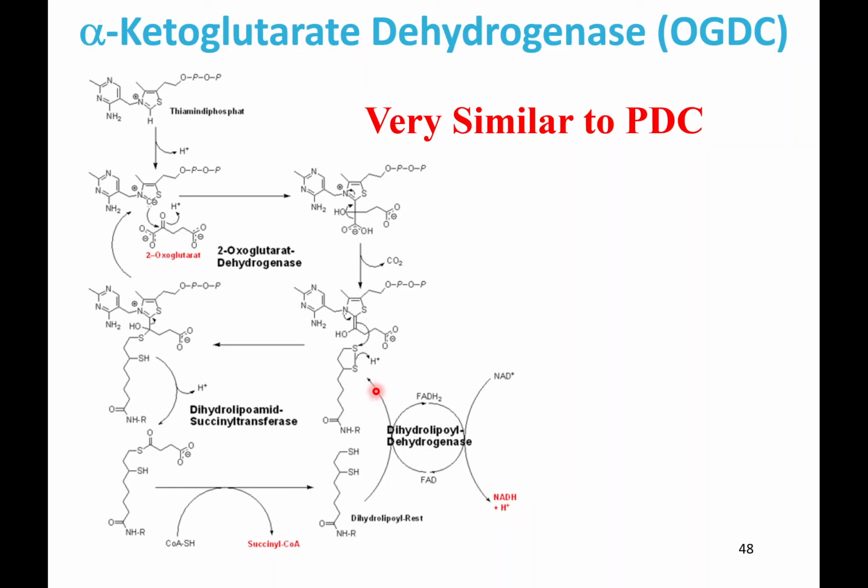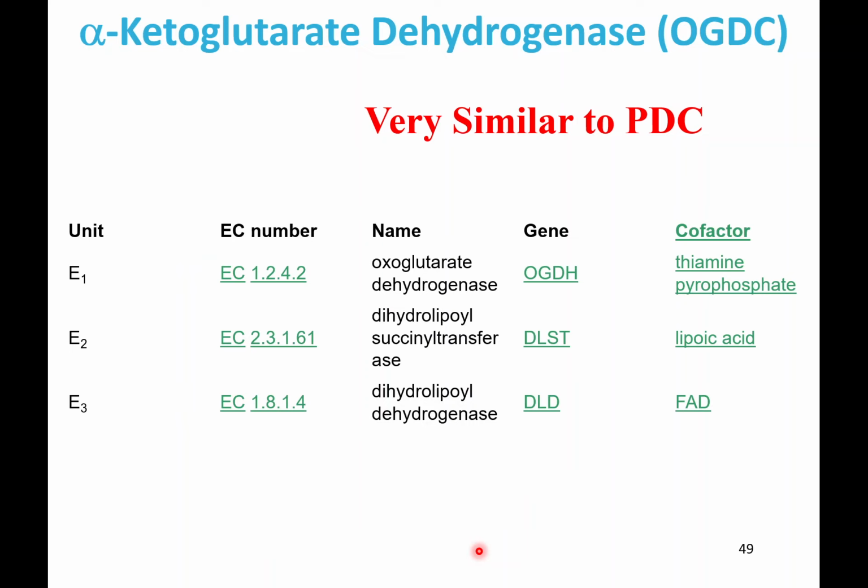Right, lipoic acid then sticks a coenzyme A on this and produces succinyl-CoA, and then you have to have a way to recycle the lipoic acid back to the oxidized form, and then you use that same sort of cycle where you have FAD being reduced and then reducing an NAD plus. And it is very similar. The gene names are shown here.